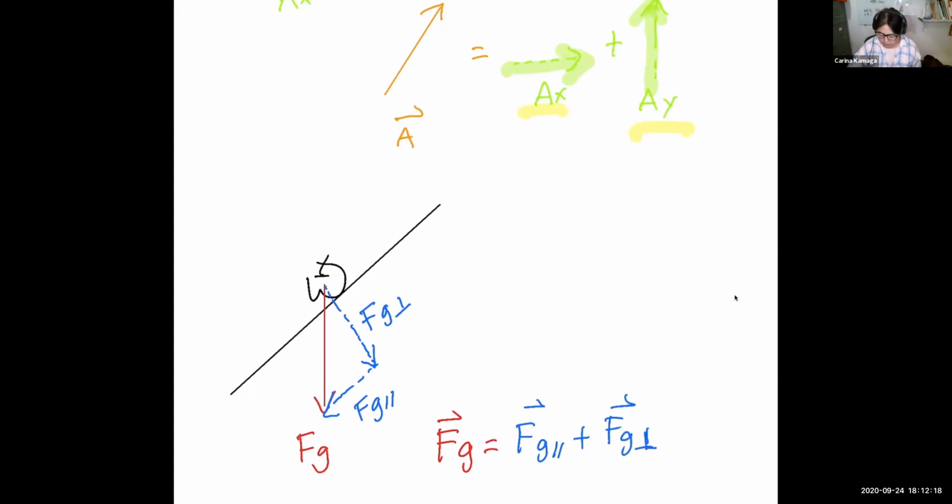Let's go back and think about when the apple was on top of the flat surface, right? When the apple is on top of the flat surface, there was a gravitational force, the same amount.